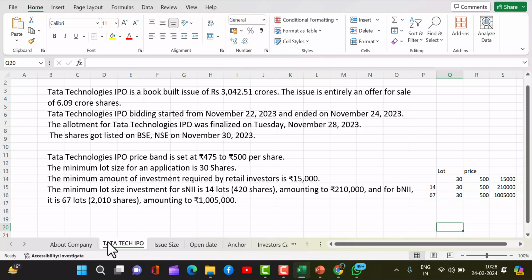Tata Technologies IPO bidding started on November 22 and ran till the 24th of November, with a minimum of 3 days. The regulation says it is open for 10 days, but the company can choose to open it for 3 days. The allotment of Tata Technologies was on 28th of November. That means once all the people who applied are known, on the 28th all the shares were allotted to the prospective shareholders.